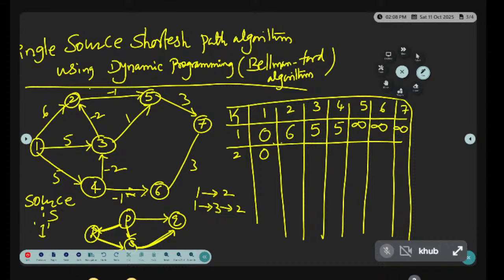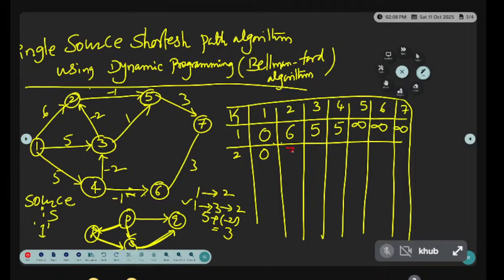Now calculate: if this is a possibility, what is the cost? 1 to 3 cost is 5, plus 3 to 2 cost, which is minus 2. 5 minus 2 is 3. Previously it was 6 if you go directly from 1 to 2. Going via 3, that is 1, 3, 2, the cost is 3. So definitely instead of 6, we will consider this as the updated value.